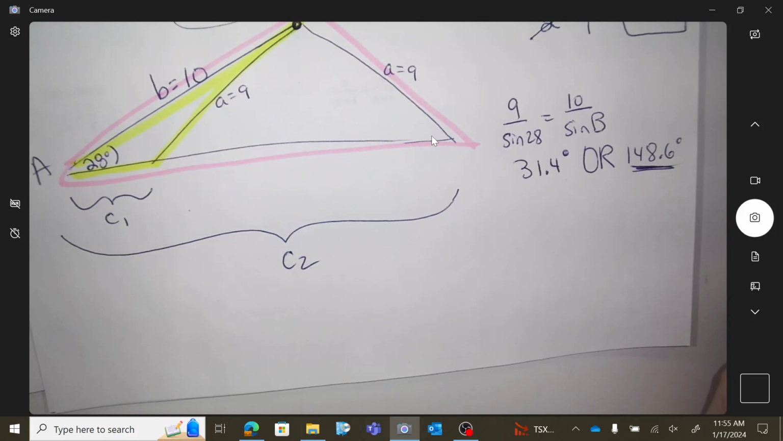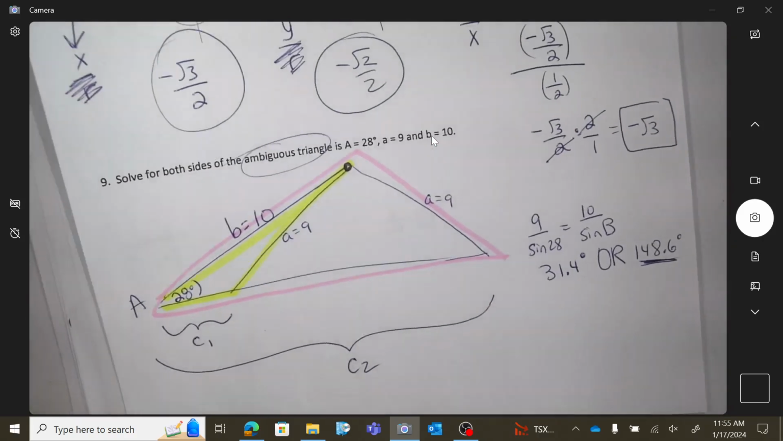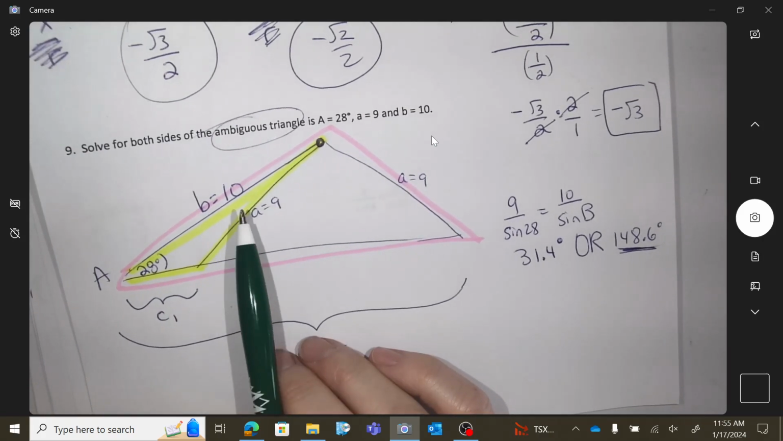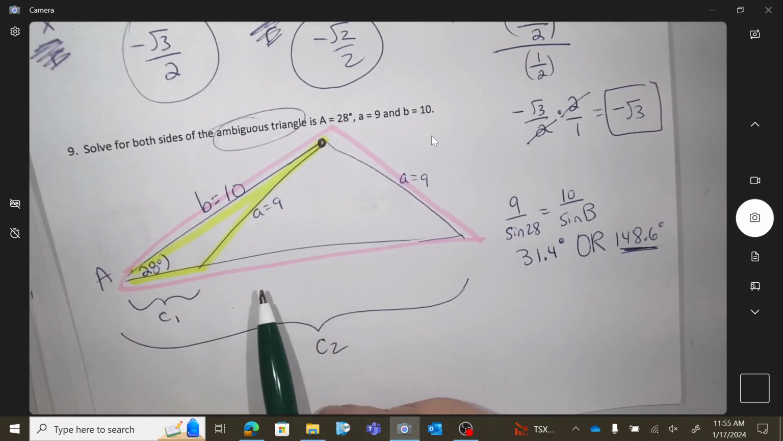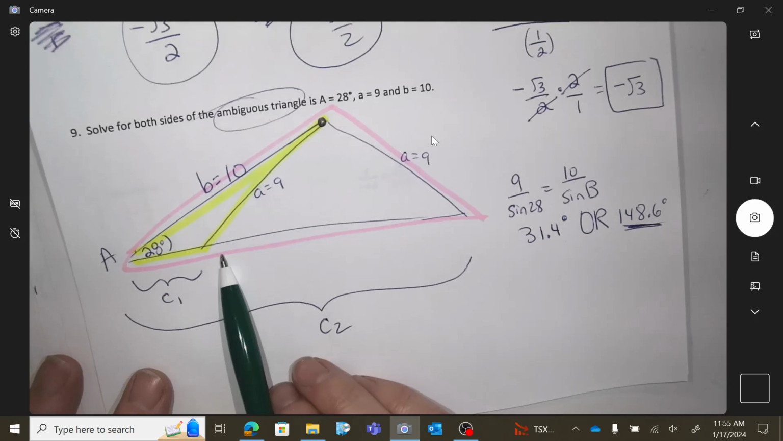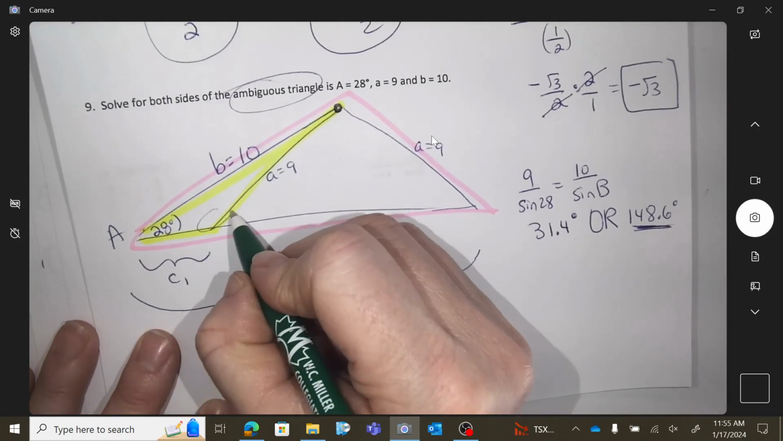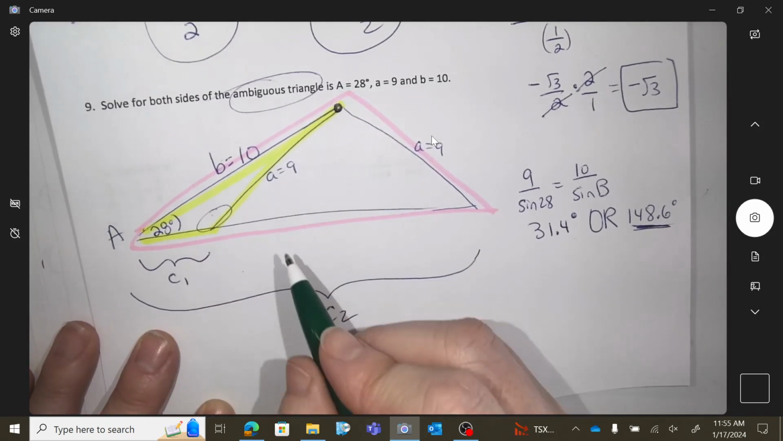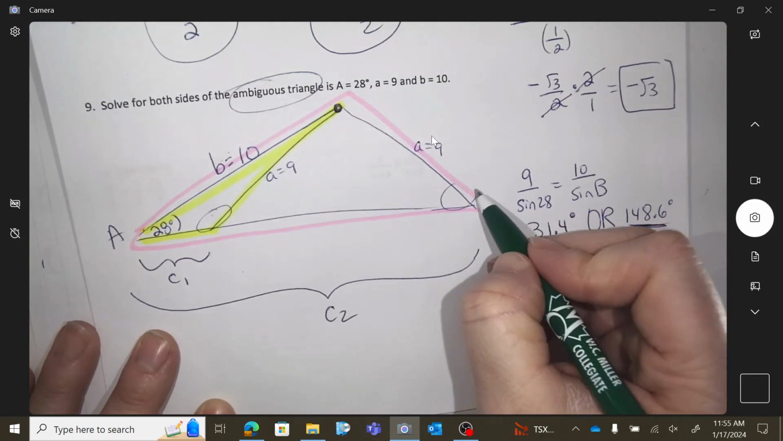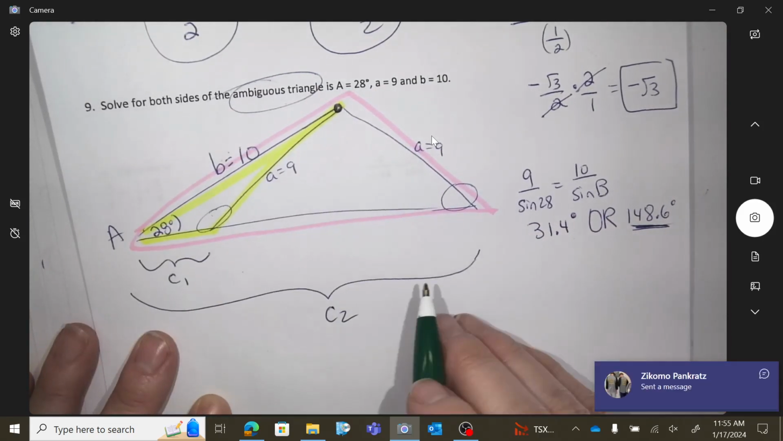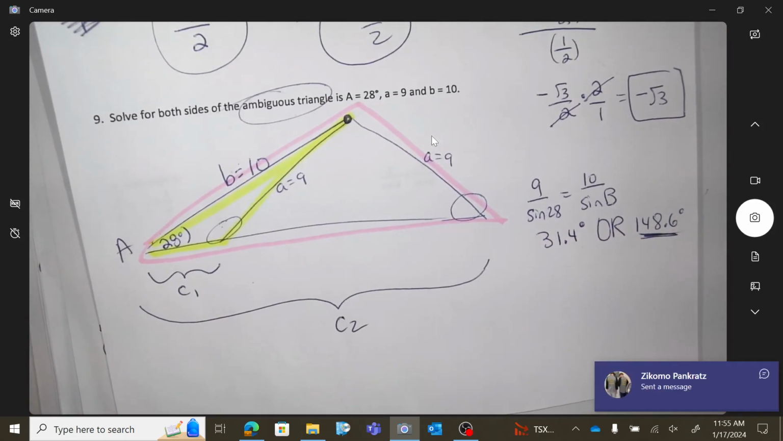Okay, so I want you to figure out where to put this on your diagram. So visualize across from the 10. Look across from the 10. So in the yellow triangle, this would be across the 10. In my pink triangle, this is across the 10. Where would you put the big angle? Where would you put the small angle?